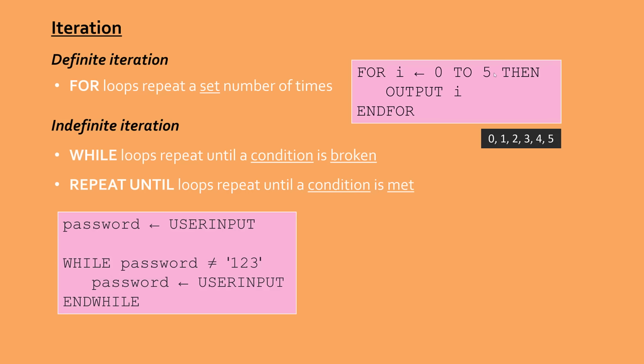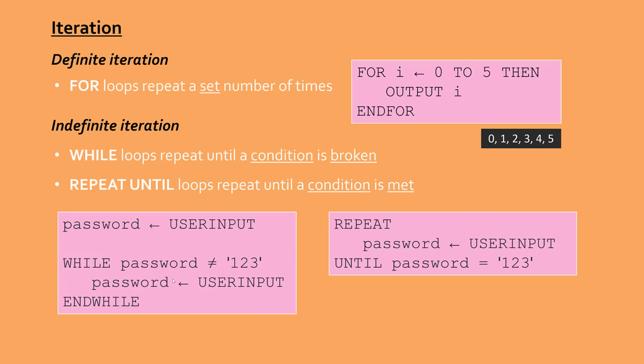Here's an example of a while loop with a password program. So initially ask the user for a password, and while this password is not equal to 123, it's going to keep asking for the password. Once they type in 123, the loop is going to end. Now, the user could get it right first time, or they might get it wrong a million times. So you can't use a for loop here because you don't know how many times this is going to repeat.